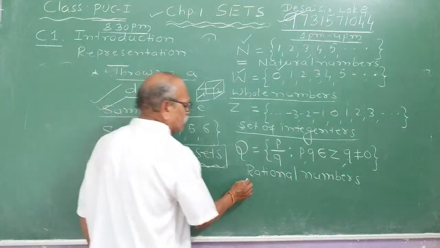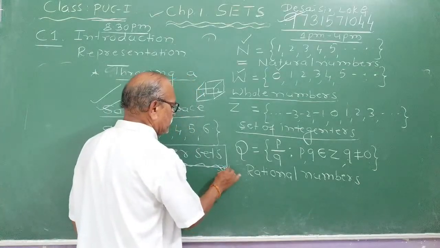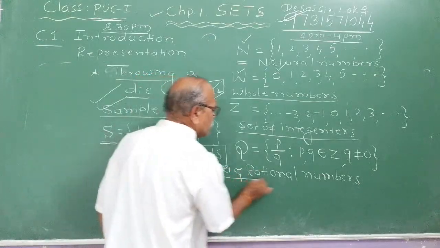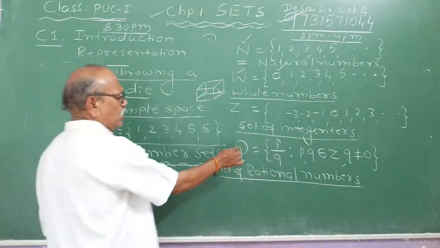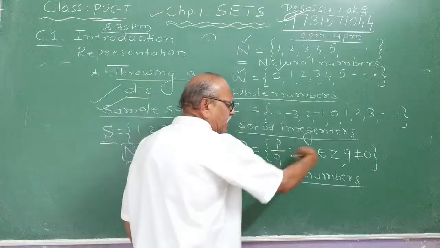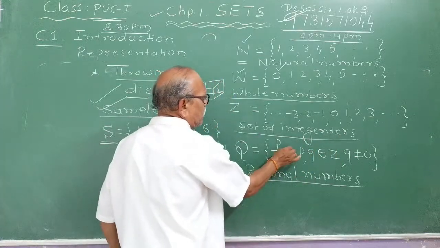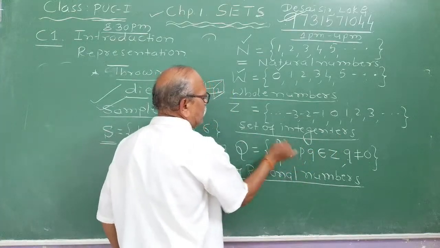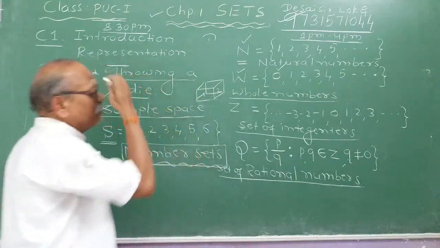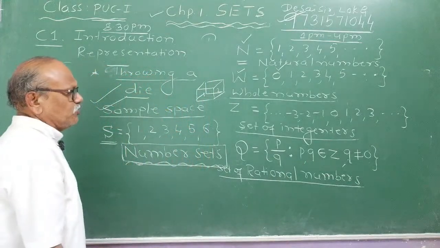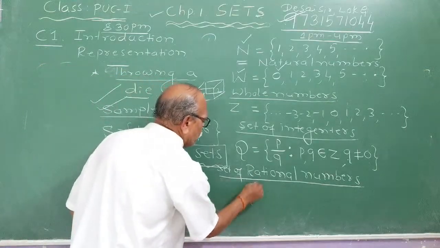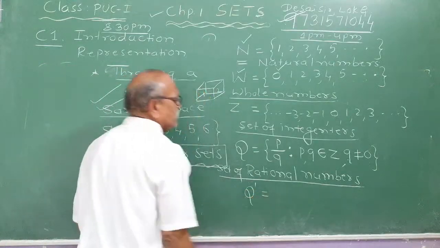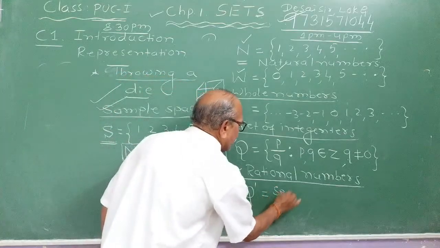The set of rational numbers can be represented by the symbol Q, and it can be well defined by using the set builder method, or we commonly call it the rule method. I hope you understood the methods of number sets. And another set is there called Q dash. What is Q dash? The set of irrational numbers.